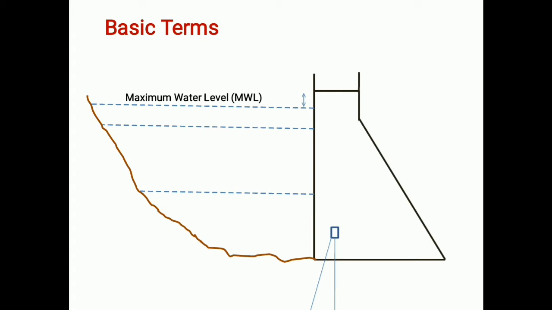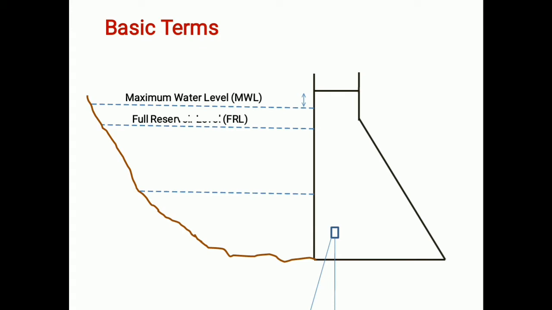Suppose in a concrete dam, the maximum water level we will keep 1.5 meter or 1 meter below the dam top. Whereas in earth dams, it should not overtop the earth dam, otherwise the dam will collapse. There are so many considerations on how to decide maximum water level, which we will discuss in detail in the next lectures.